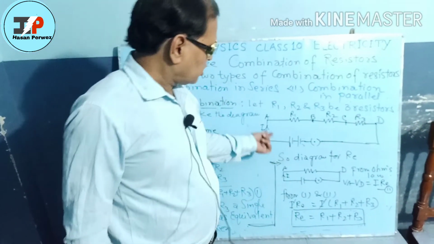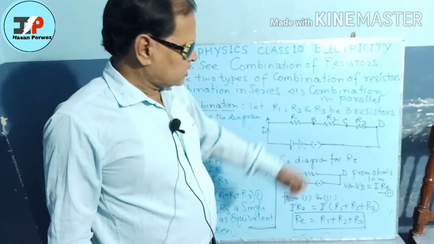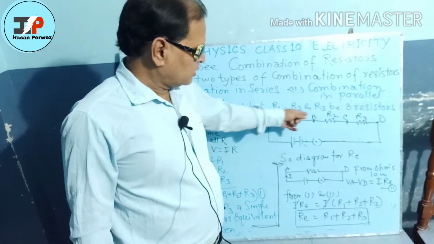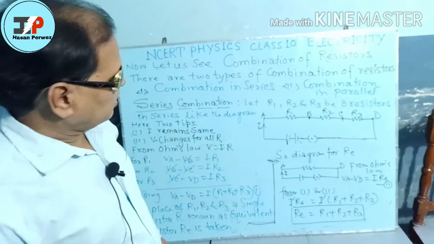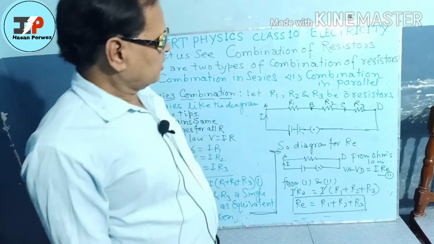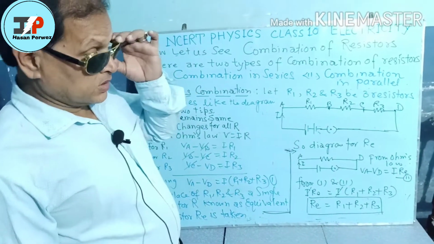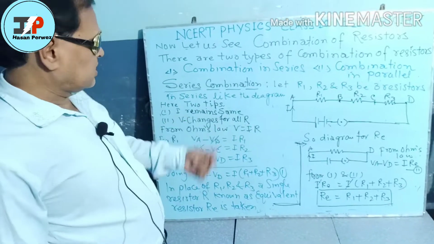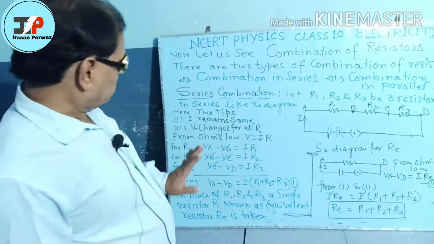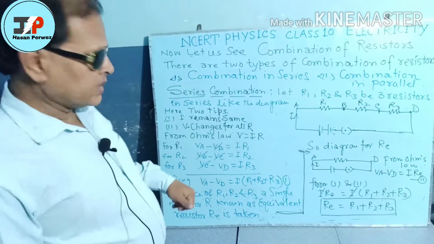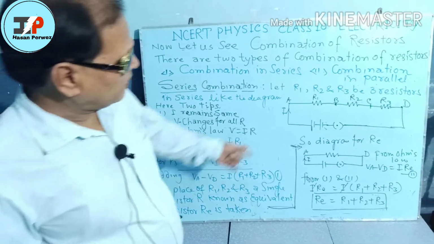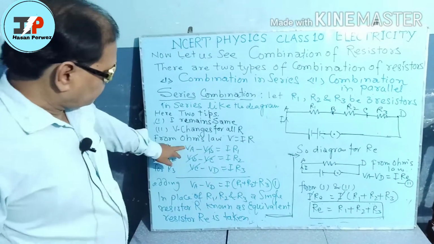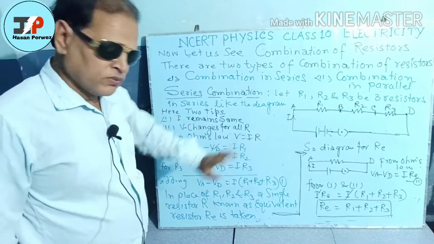But there will be a distribution of potential for each of the resistors R1, R2 and R3. Because here are 1, 2, 3, 4 ends. Two ends are combined for the first resistor from the electric potential point of view. So V changes for all R. I remains constant. Now from Ohm's law, V is equal to IR. Let us see for R1. Potential difference is VA minus VB. Current is I. Therefore VA minus VB is equal to IR1 for R1.